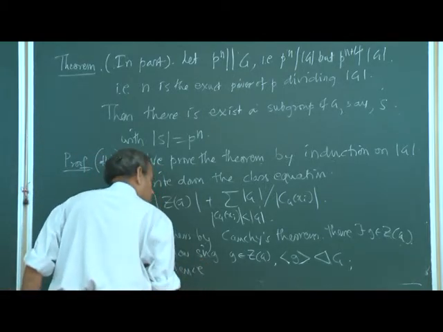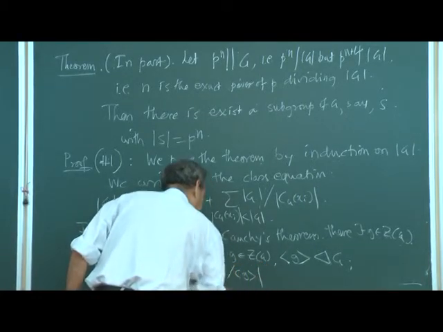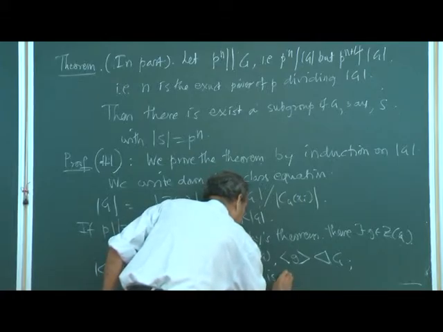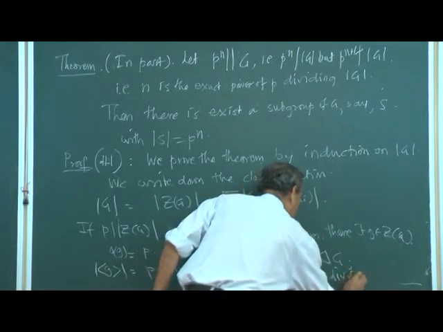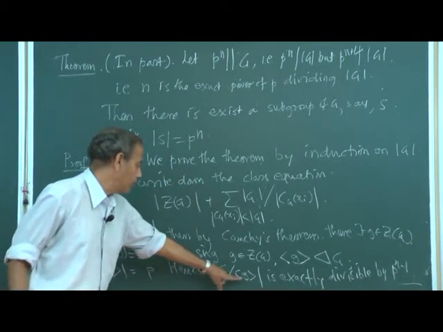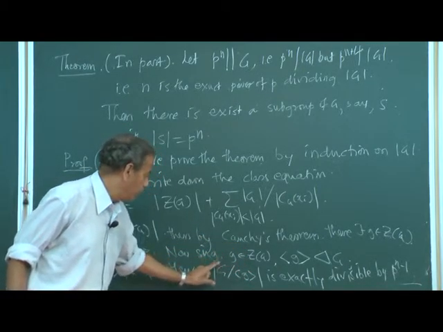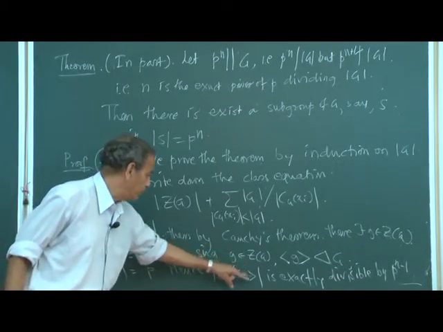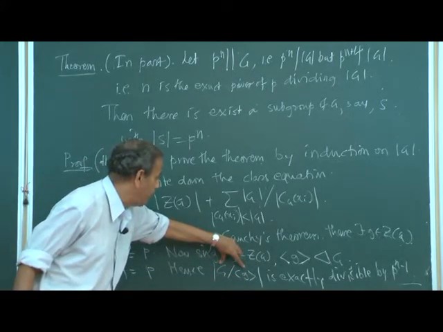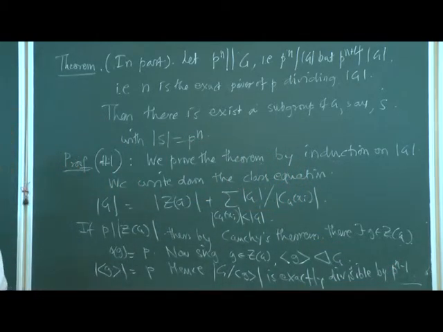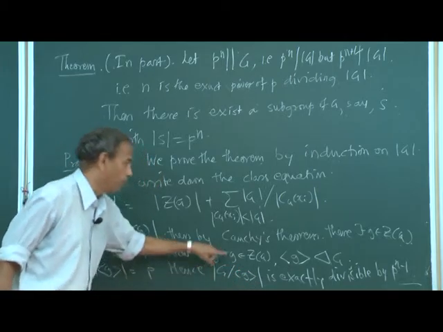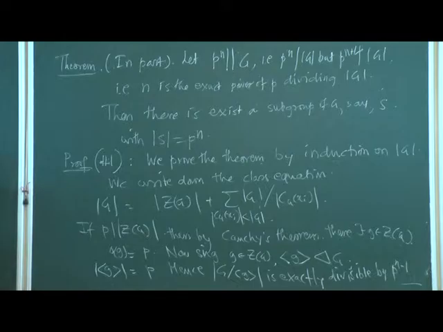Hence, consider the factor group G mod the subgroup generated by g. It is exactly divisible by p raised to n minus 1. Why? Because the order of the subgroup in the bottom is p, and p raised to n exactly divides mod G, so p raised to n minus 1 divides this. So by the induction assumption, this group has a subgroup of order p raised to n minus 1, and the inverse image in G will have the exact order required. That is our strategy.